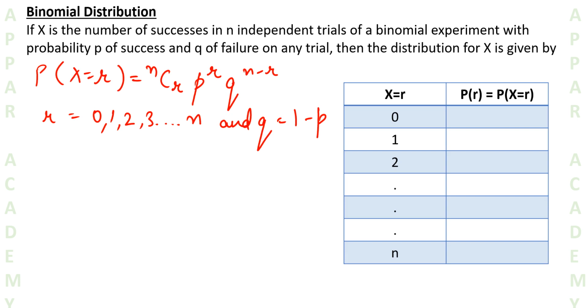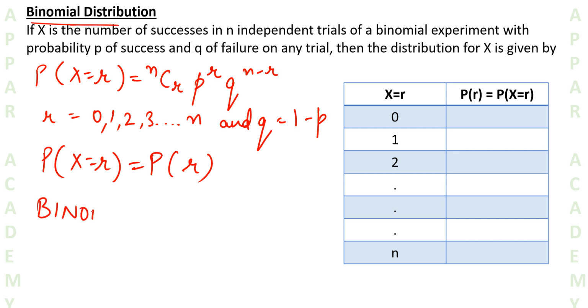So now we usually write the probability of X equal to r as P(r). Also, any random variable with this binomial distribution is called a binomial random variable.